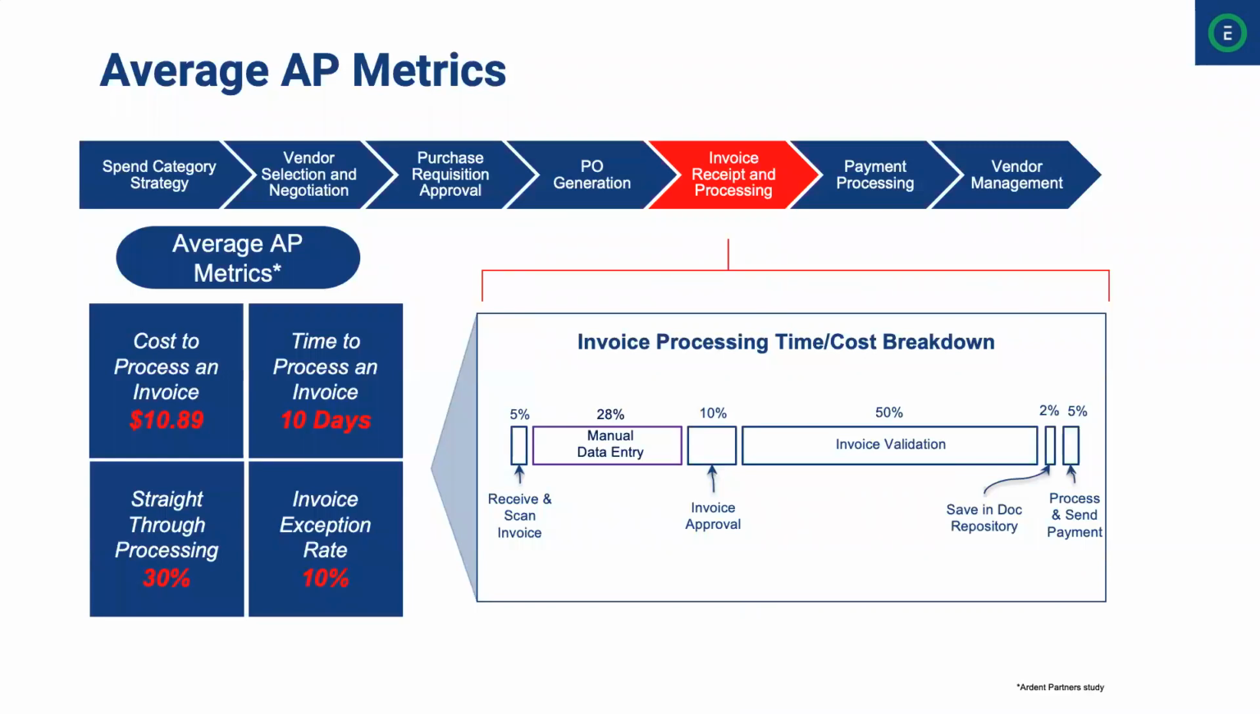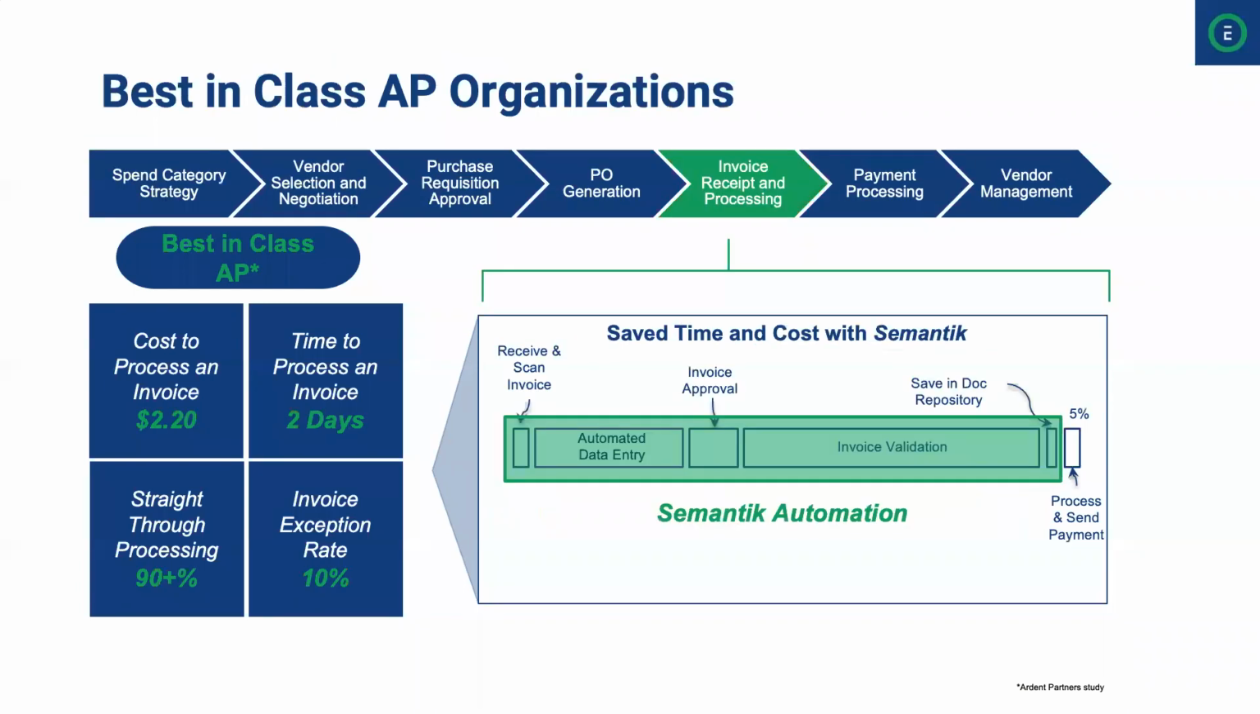So now for the results and where the right automation solution can take you. First, let's revisit average, right? Hopefully for the last time. So if you look at the cost to process an invoice, time, straight through processing percentage, and invoice exception rate for average, and then we switch to best in class, you can see that the cost to process an invoice is about 1/5. So if we look at these metrics and see the results of technology automation on the invoice processing problem, they're quite dramatic.